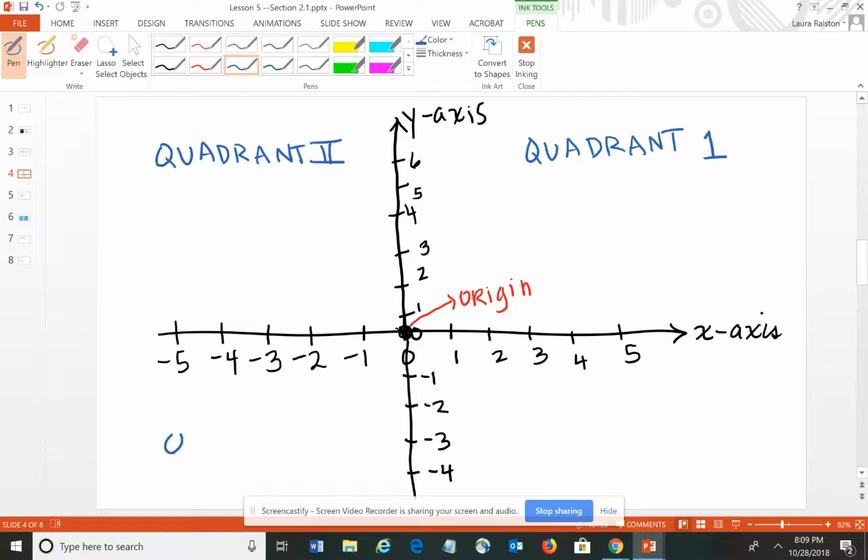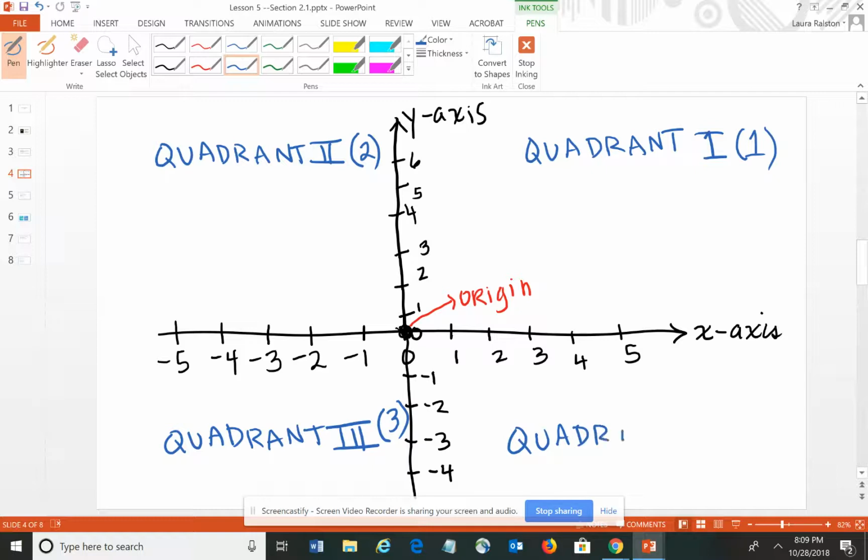And lower left, you have quadrant 3. Sometimes they're numbered with Roman numerals, or you can use just good old everyday numbers. It's up to you whether you want to use Roman numerals or regular numbers. And then the lower right is quadrant 4. And there's a pattern to the numbers that fall into each one of those quadrants, and we'll talk about that in just a minute.